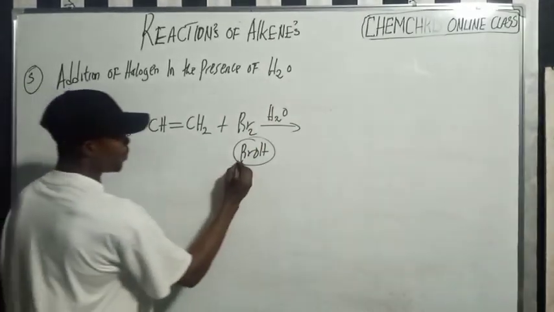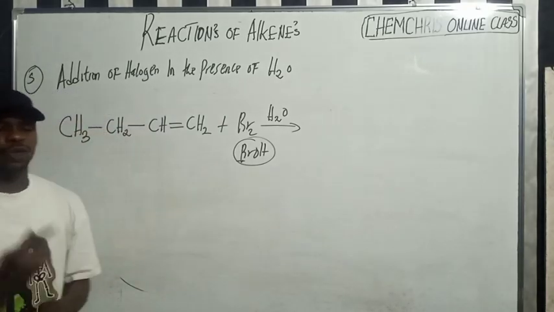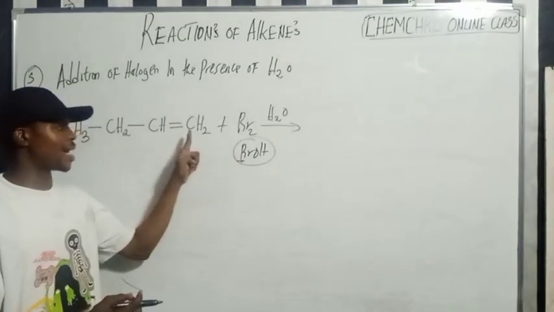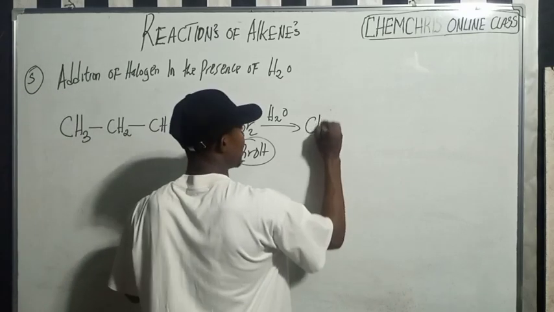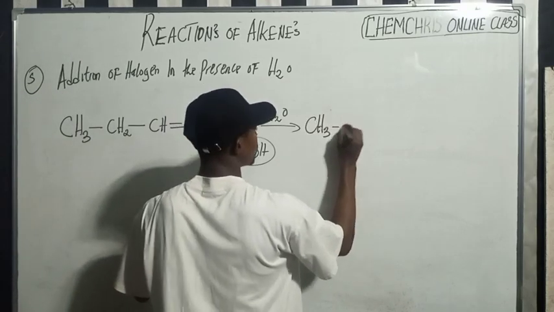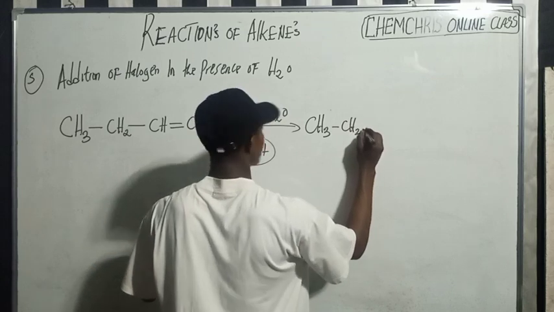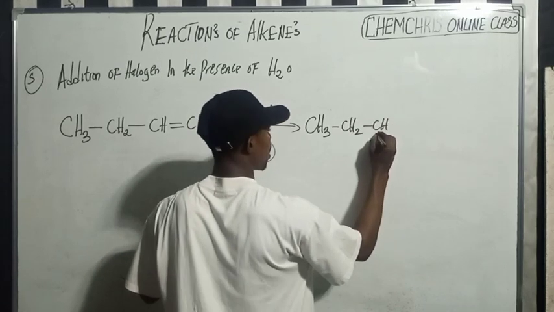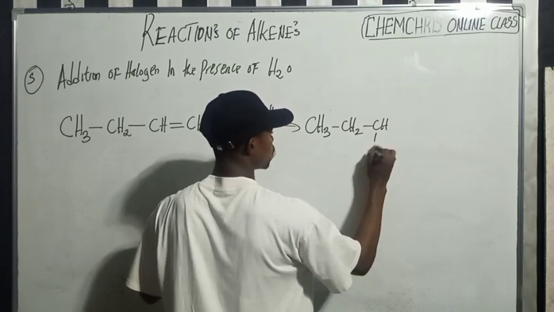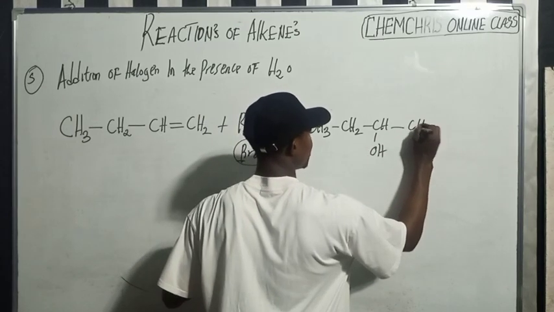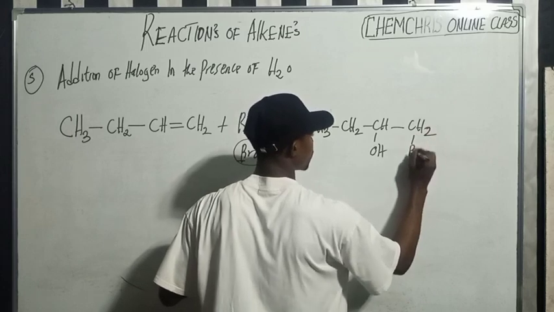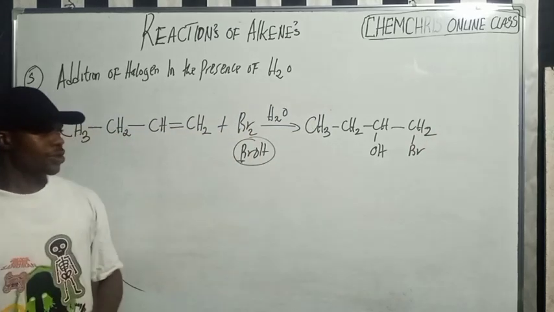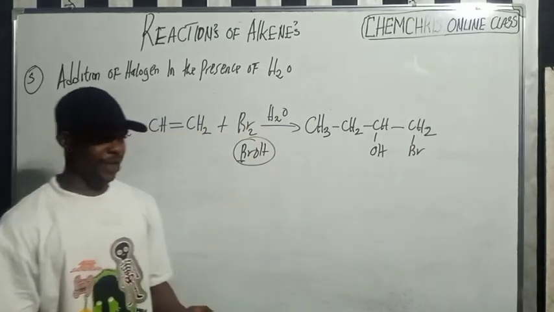Now this Br will be added to the carbon with more hydrogen atoms. So it means that Br is to be added here. OH is to be added here. So you have CH3, CH2, CH. Here we have Br. Here we have OH. Here we have CH, CH2, Br. So this is what will be the product of the reaction.